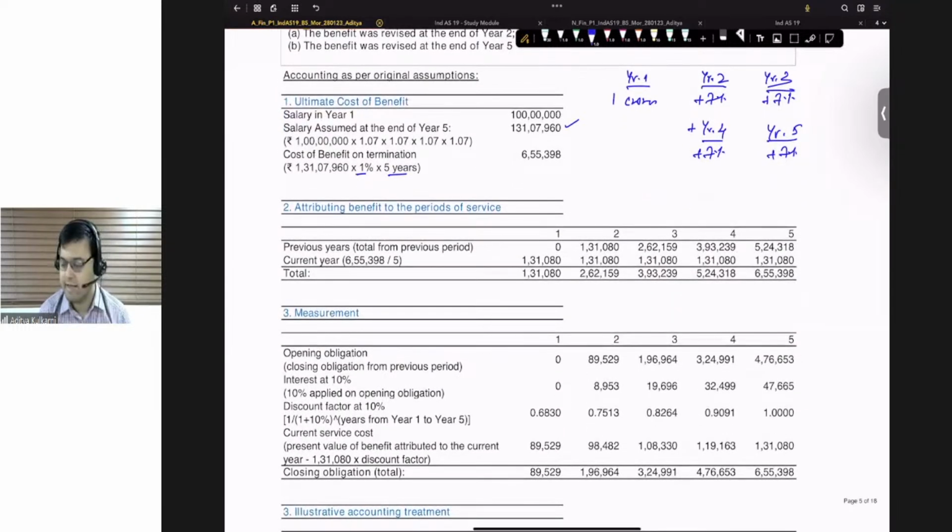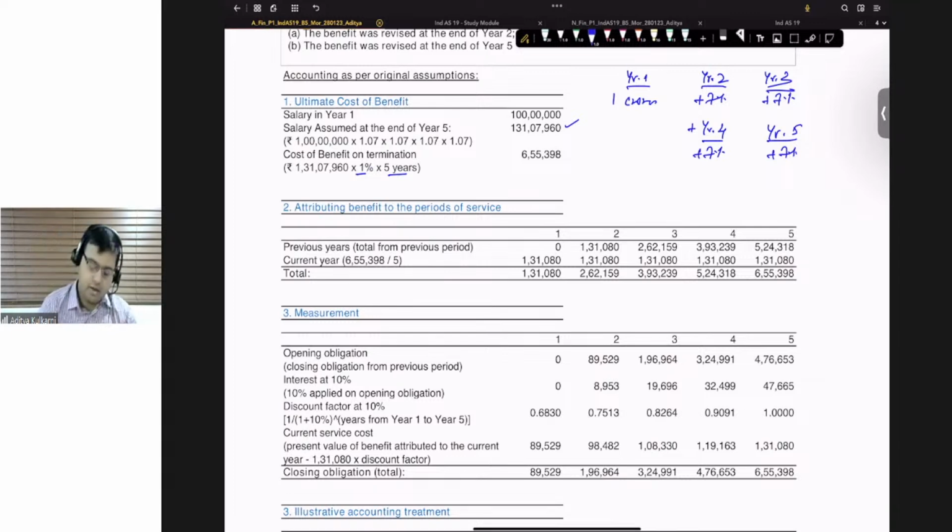So far, is it clear? Yes, so far is it clear? Any doubt so far? Any doubts? Any doubts?